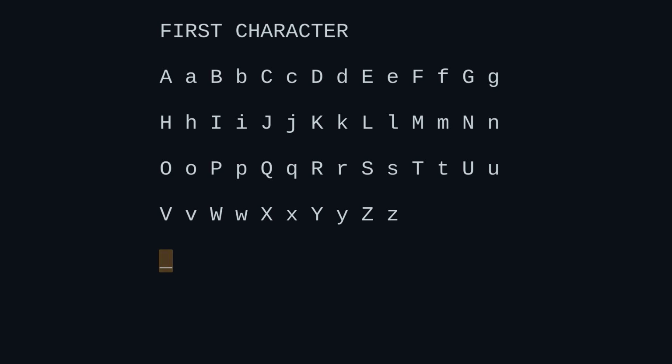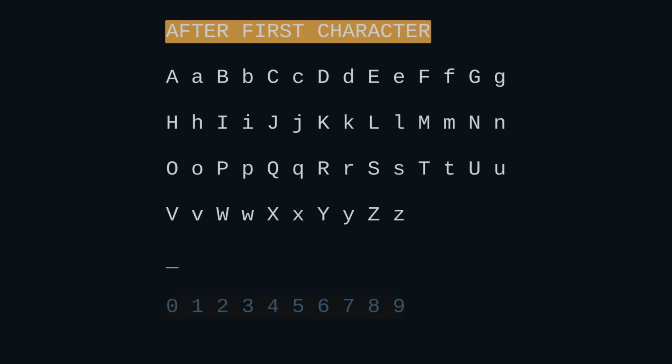Apart from letters, you can also use an underscore as the first character of your variable name. This is often used for special cases. After the first character, you can use numbers in your variable names. Here are the digits 0 through 9, which are allowed after the first character in Go variables.